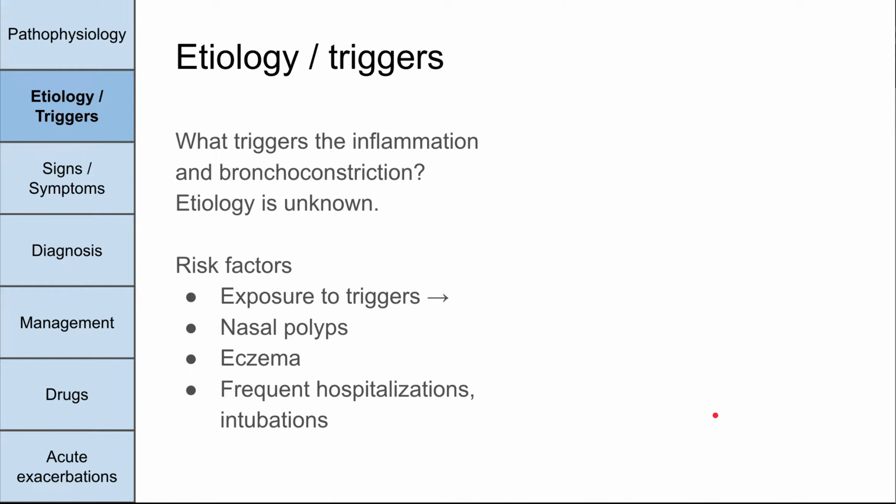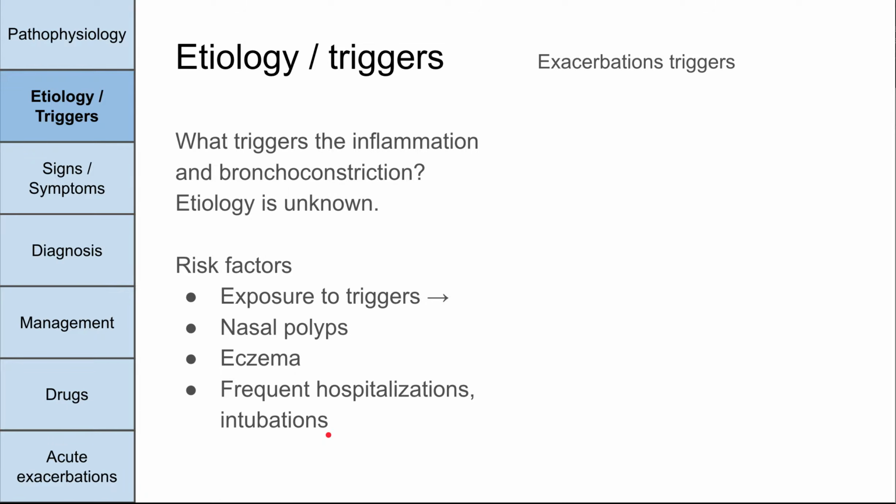So what triggers the inflammation and the bronchoconstriction that we just saw on the previous slide? The base etiology is not known. There's a bunch of triggers that we've identified, and I'll show you a list of those in a second. There's also a lot of associations with asthma that are worth knowing. So nasal polyps is one association, eczema, as we've already said, and patients that tend to have frequent hospitalizations and frequent intubations are more likely to have asthma.